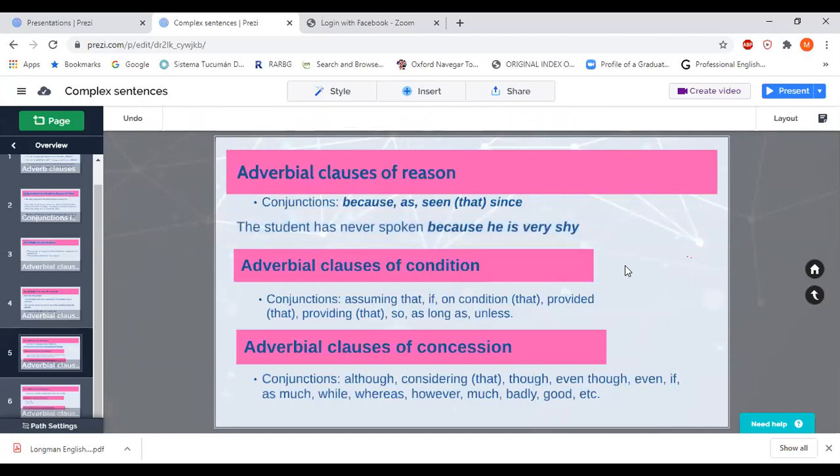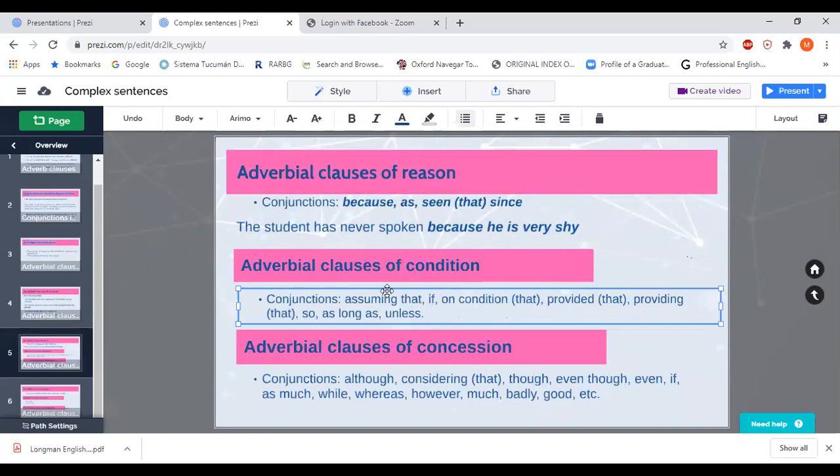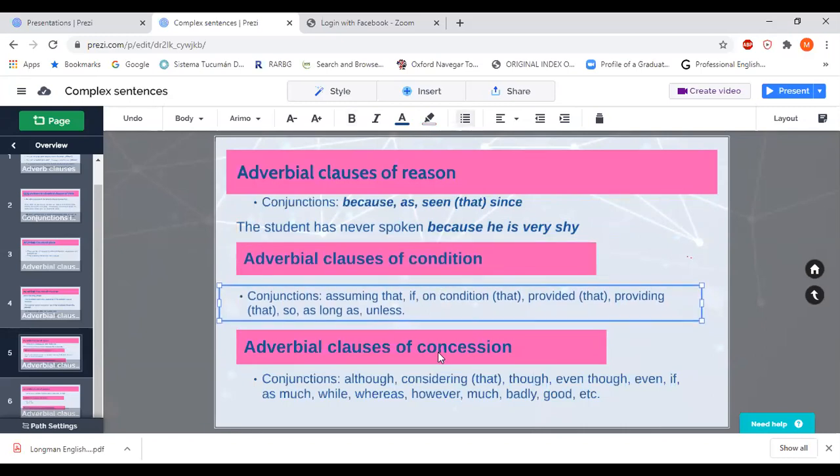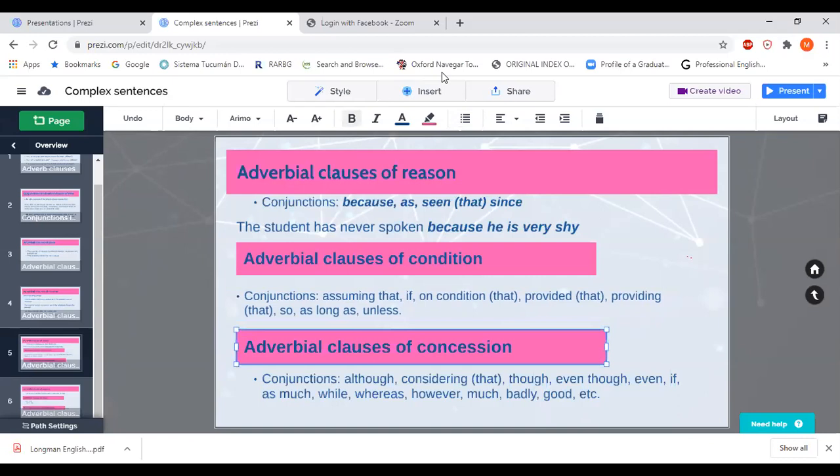Okay. Adverbial clauses of condition. They are also called conditional structures, okay? And I think you have already worked with some of them. And they can take these conjunctions: assuming that, if, on condition that, provided that, providing that, so long as, as long as, and unless. I think you guys are familiar with if structures, right? Yes. Can somebody tell me an example?